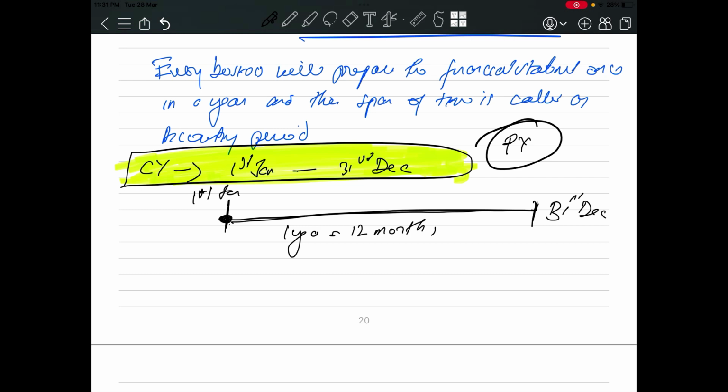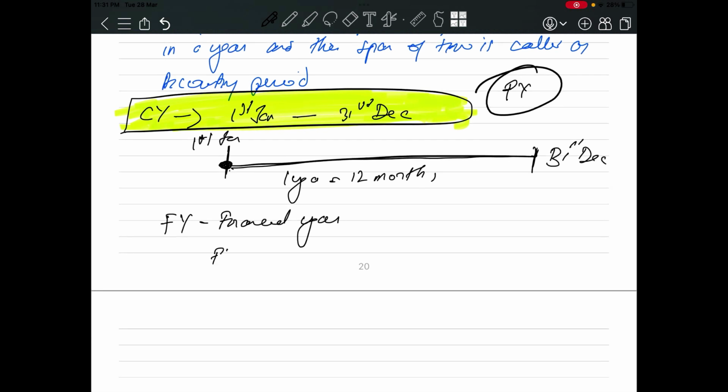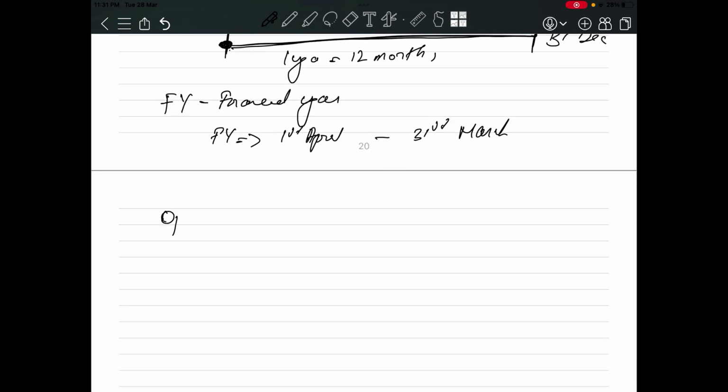So now in the real world, in practical terms, we follow financial year. Now this financial year will start from 1st of April and it will end on 31st March. So we will open our books of account on 1st April and end it on 31st March.